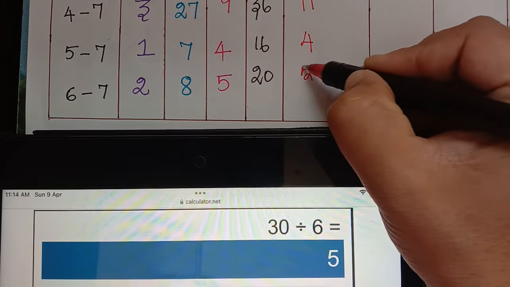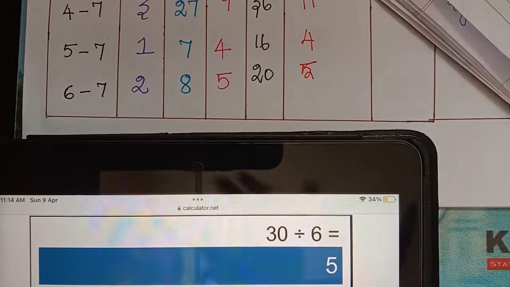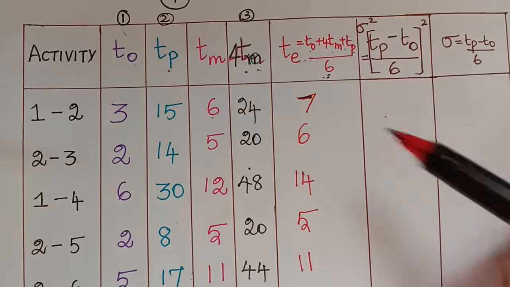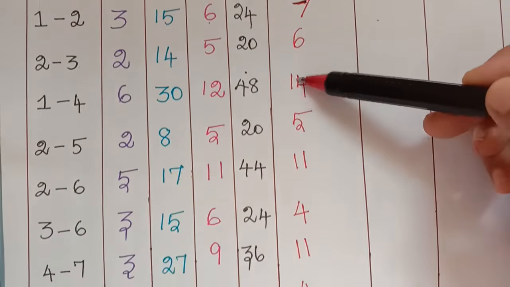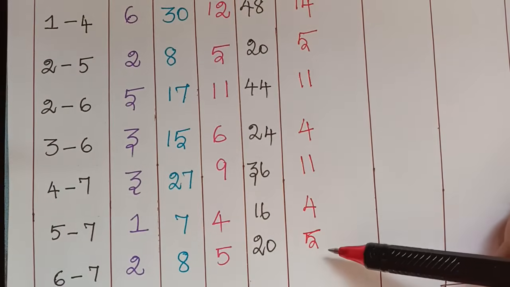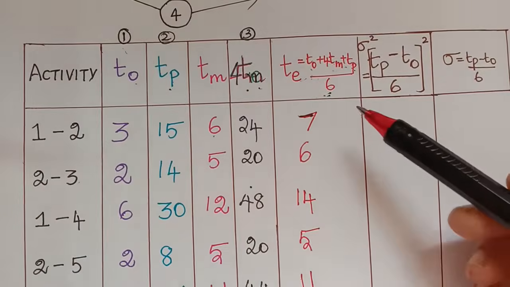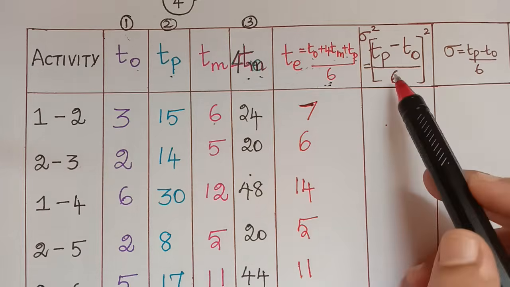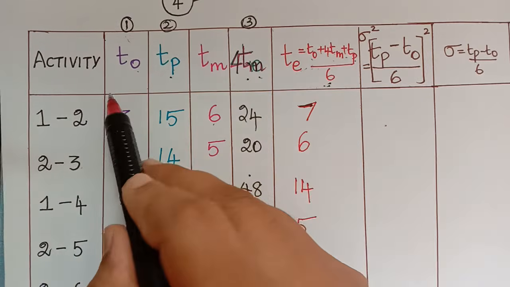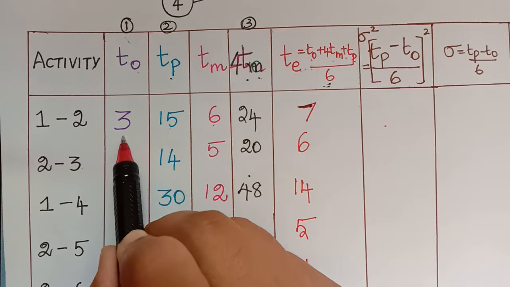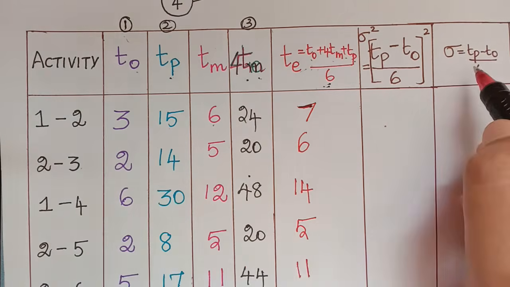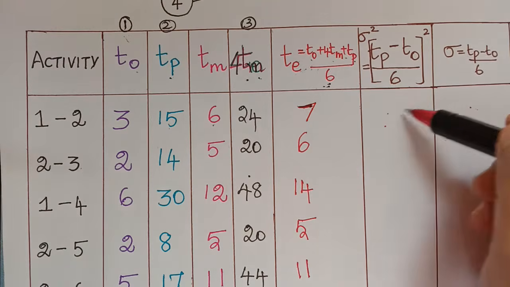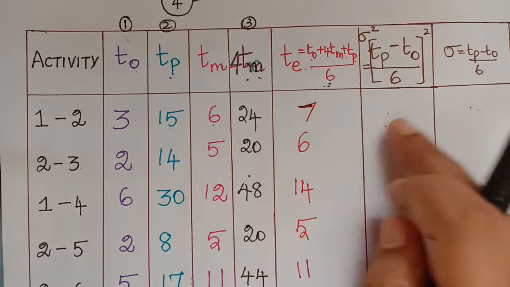So that we have to write here. So we have calculated the expected duration of each activity. If you see here, these are the expected durations of each activity which we have calculated and written here. The next is we have to find the standard deviation, for which we have to do TP minus T naught. So 15 minus 3 divided by 6 gives us the standard deviation. For the variance, we have to square this column and write it here.